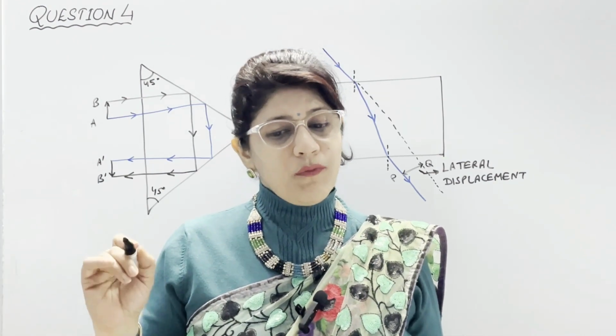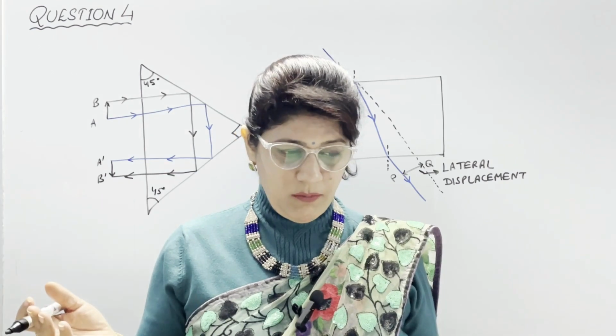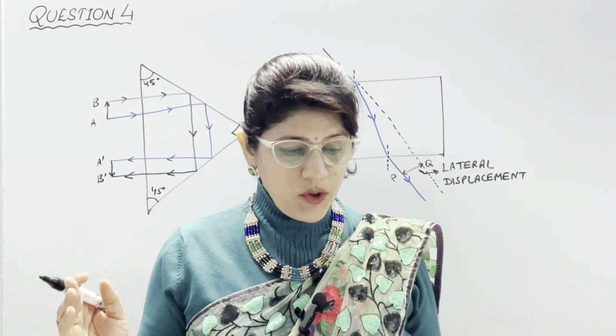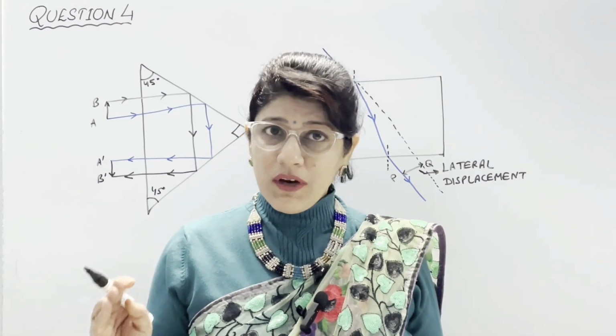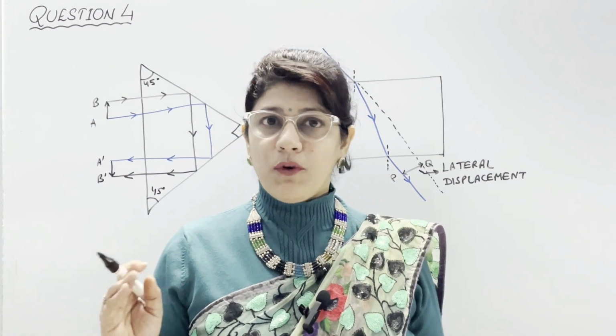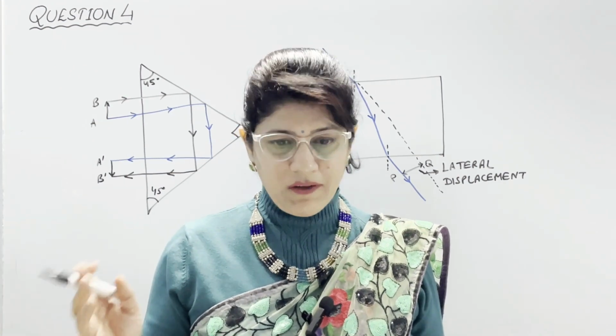B part, the letter of which color will appear to be raised maximum? The violet color appears to be raised maximum. Give reason for your answer. Because the wavelength of violet color is 4000 Angstrom, which is the least, and therefore the deviation is the most, or you can say maximum.